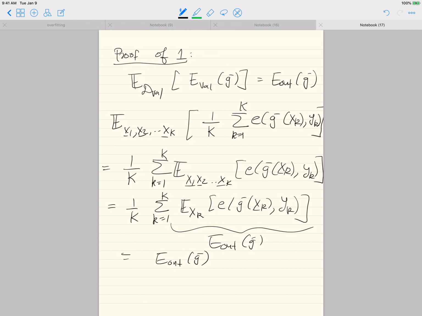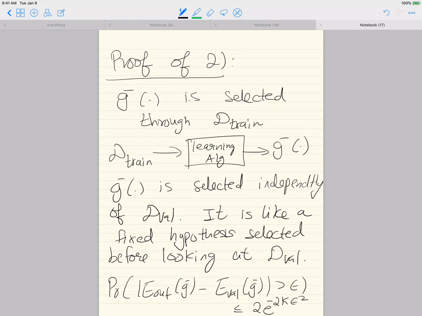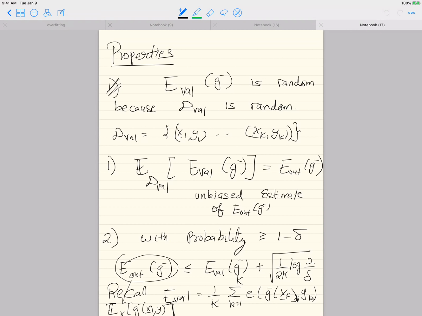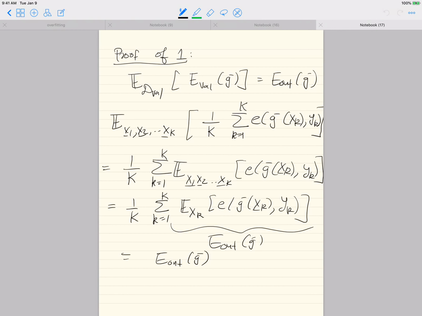The other one is a high probability bound. It's not just that in expectation they are the same. We also have a high probability bound, like this one. So with high probability, E val and E out will be close. The gap is at most 1 over root of 2k. And you can do other things as well.